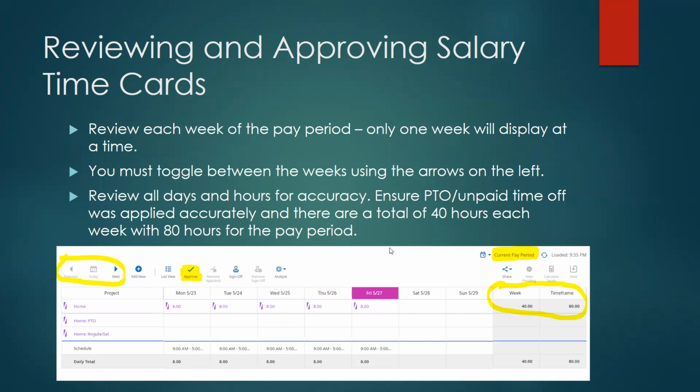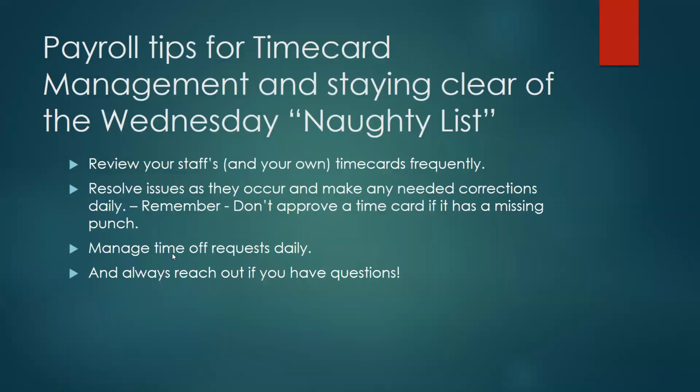So you're going to review all the days and hours for accuracy. You're going to make sure that PTO and unpaid time off is applied accurately, and that there's a total of 40 hours per week with a total of 80. So this is what you're looking for. If there's more than that and you're having a hard time getting it corrected, reach out to payroll. We'll help, absolutely.